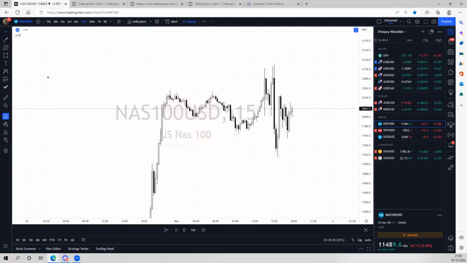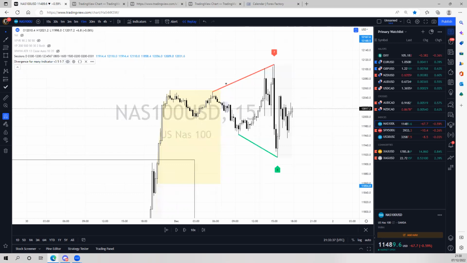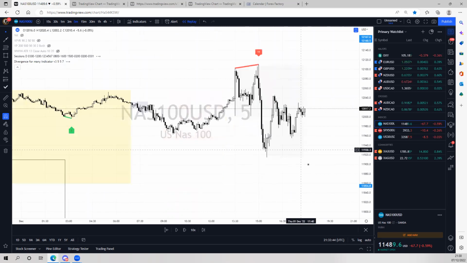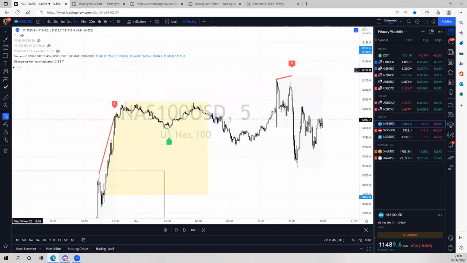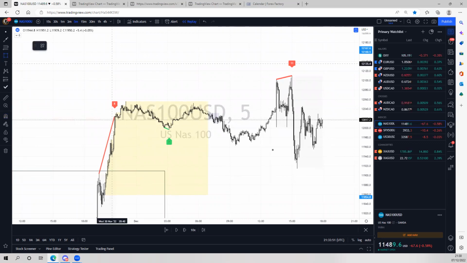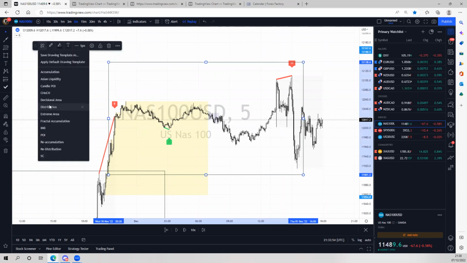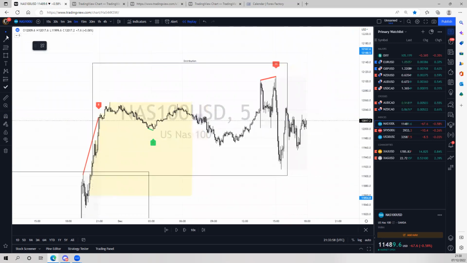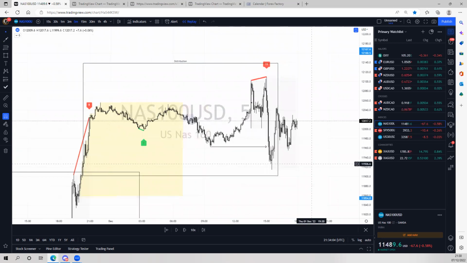Just jump back up to the 15 minutes, see if there's any divergences. So we've got a 7 at the top and an 8 at the bottom, and then an 11 at the top there. So that's the highest number. So what I'm going to do is mark it out as the distribution, mark out the break of the low. And this is the manipulation with a distribution inside of it. You can see 1, 2, 3, UTAD, break.